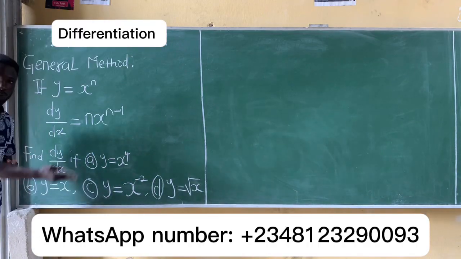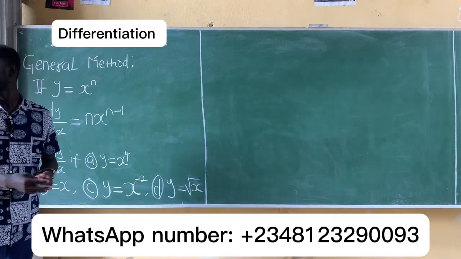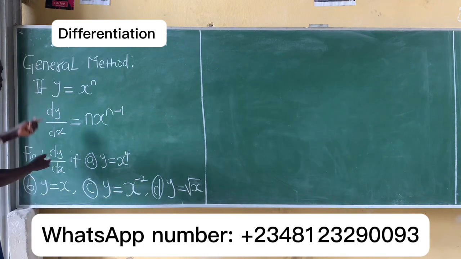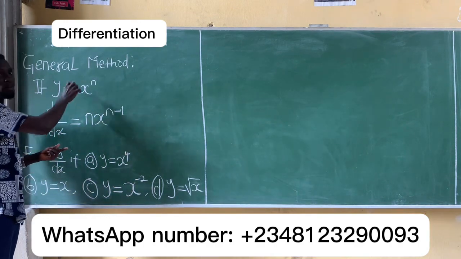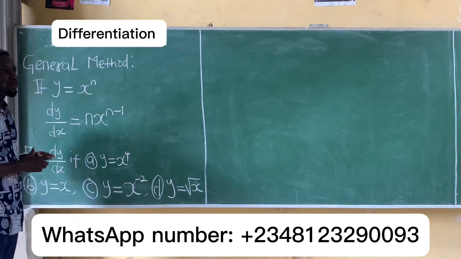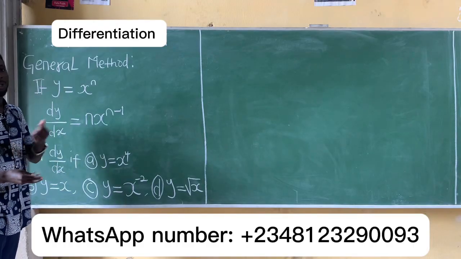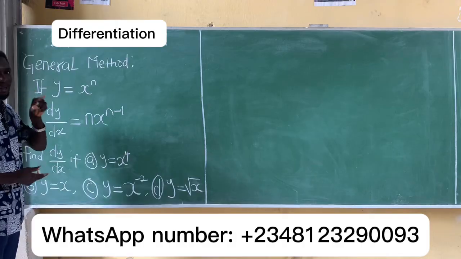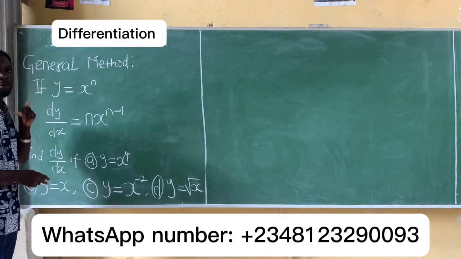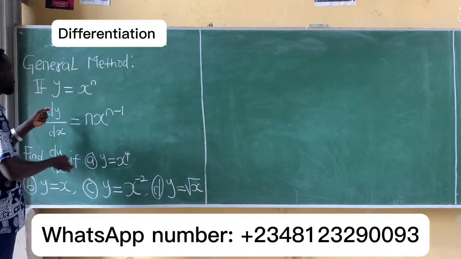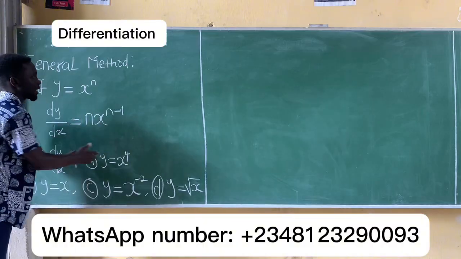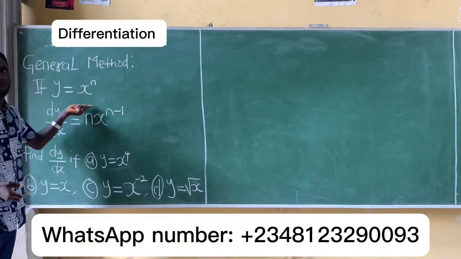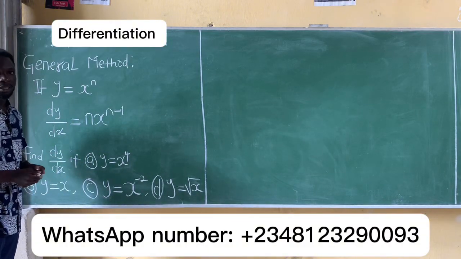Instead of going through the first principle procedure that is very lengthy, you can simply use the general method of differentiation to give you your answer instead of going through that long process. Unless it is stated that you should use the first principle method. But if it is not stated, you can simply use this particular formula to find the derivative of your y function. Easy enough.